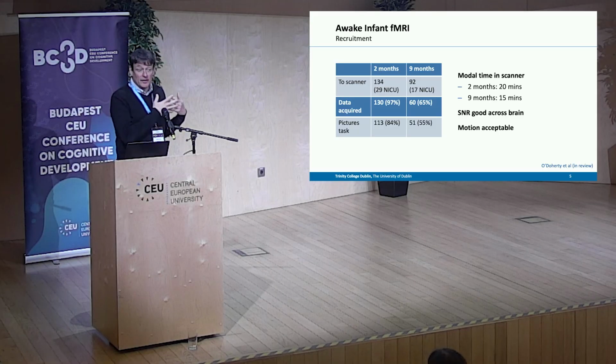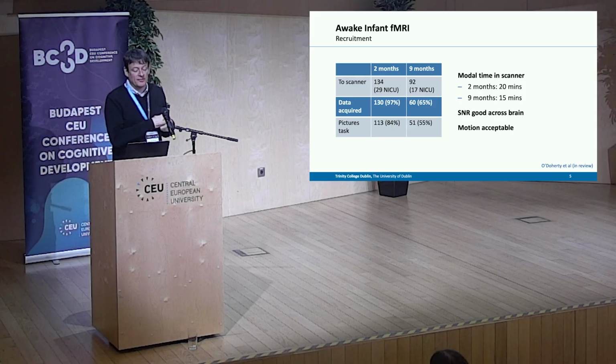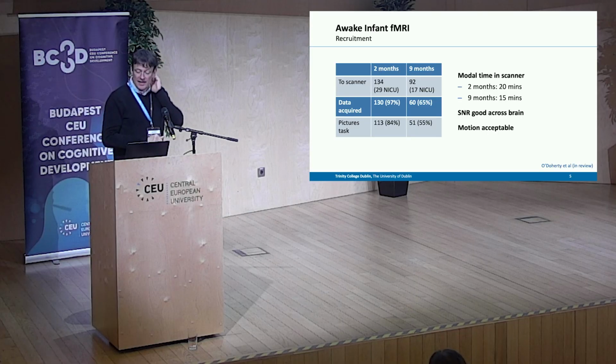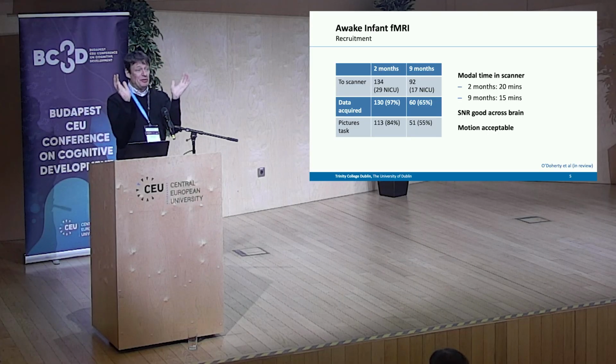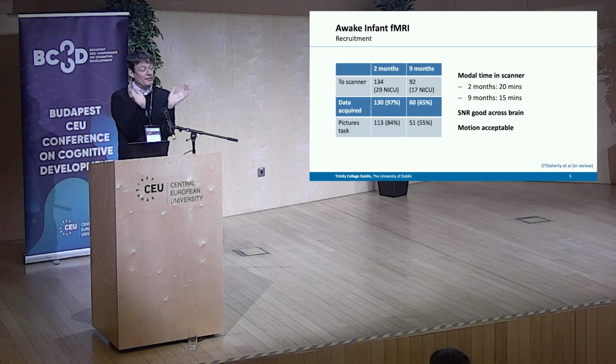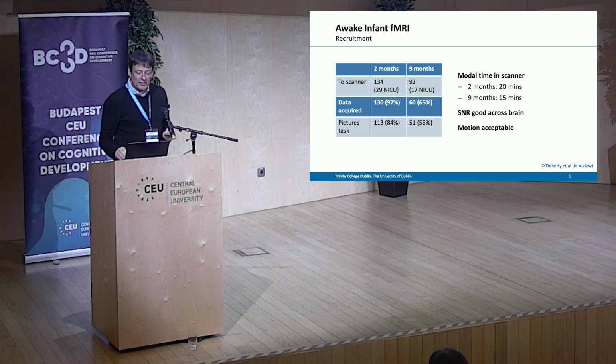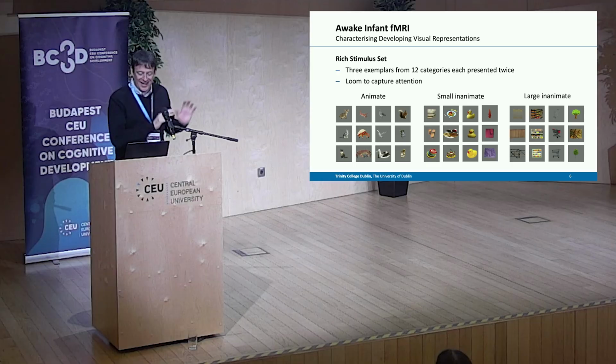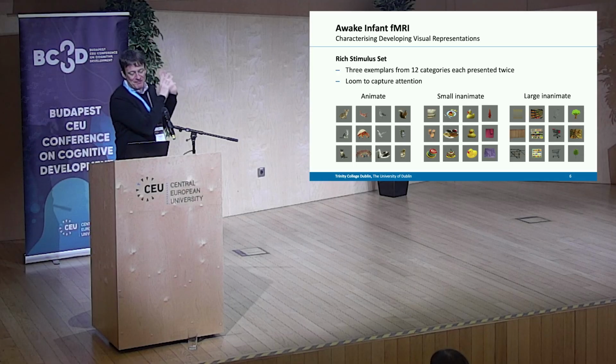And indeed, they will stay engaged and stay happy in the scanner for a considerable period of time. For the 2-month-olds, the modal amount of time is 20 minutes of participation, and for the 9-month-olds it is 15 minutes. Some of you used to MRI may have noticed we're just using the back half of the coil, but we still get good SNR across the brain, and the degree of motion is acceptable. It's a little bit more than adults, but we can deal with it. I can tell you all more about that if I had more time.